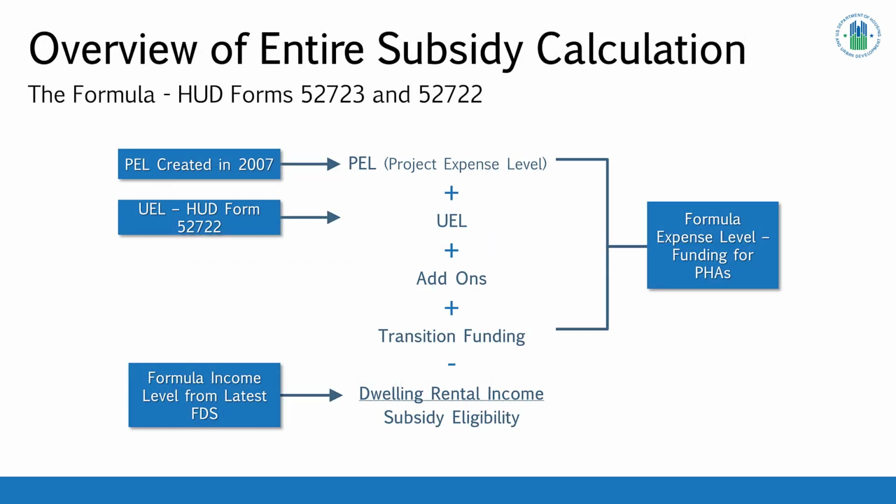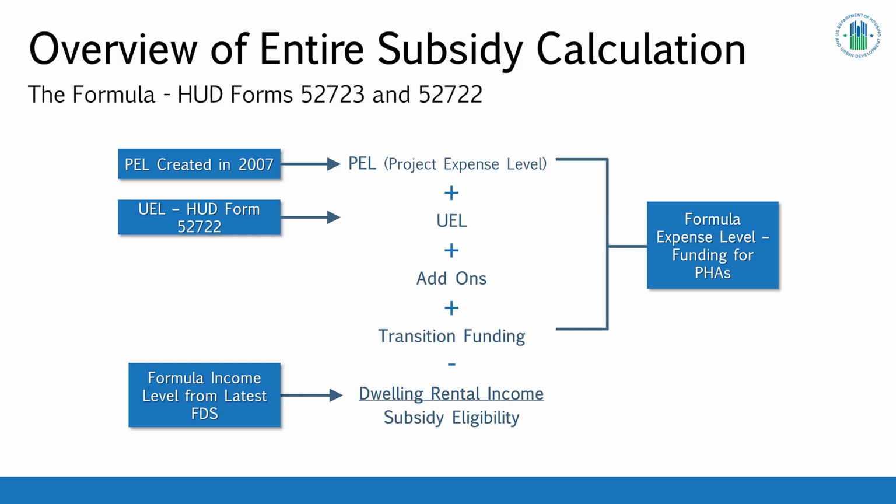This is a high-level overview of what the subsidy calculation looks like. The subsidy calculation is on HUD Form 52723. It consists of a project expense level, a PEL, the utility expense level, which we're going to focus this session on, which comes from another form, HUD Form 52722, add-ons, transition funding, dwelling rental income, and that is your subsidy calculation. That's your eligibility of subsidy.